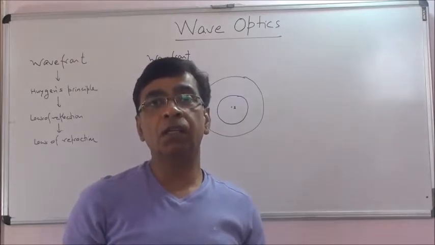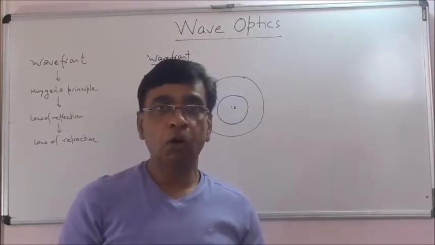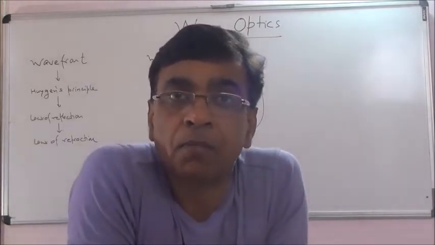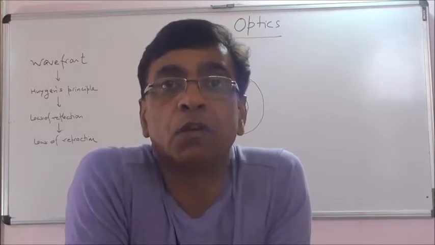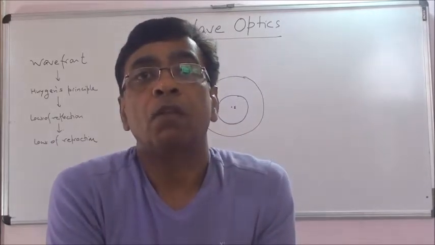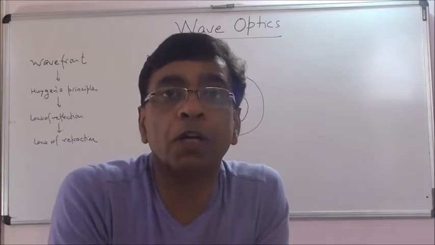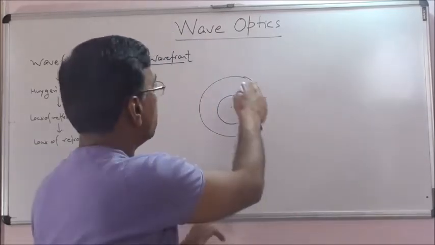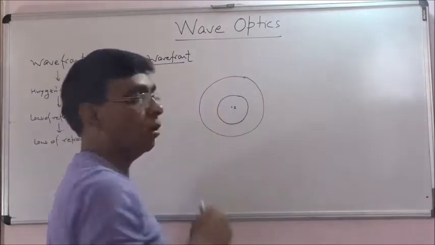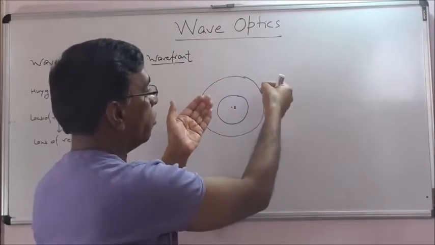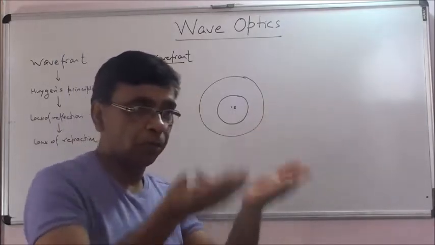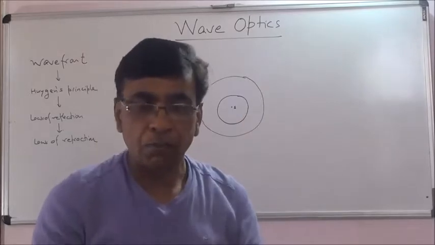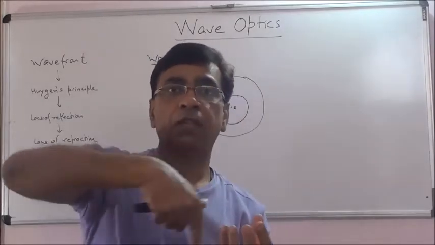So wavefront is a surface on which all vibrations are in the same phase. Wavefront is a surface of constant phase. Phase difference between any two points on a particular wavefront is 0. So all particles on this particular ripple are coming up together, moving down together. That is what we mean by same phase. Same phase means they will come up together, they will move down together. So this we call a wavefront.